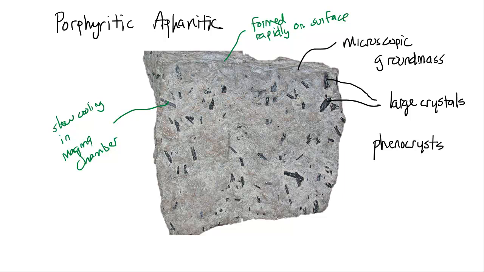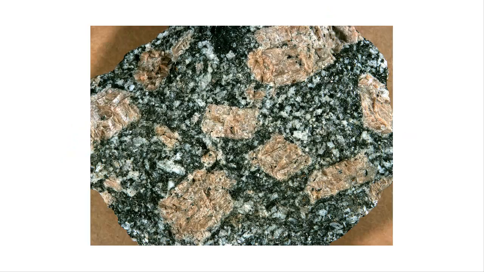Now, there's one other thing I want to mention here, and that is there is also a texture we see in plutonic rocks. This is an example of it here. This is an example of what is called a porphyritic texture. So all of these crystals are visible to the naked eye. This represents a magma which cooled very slowly deep underground.